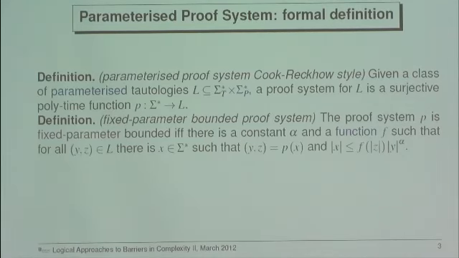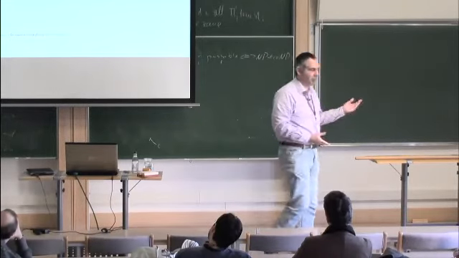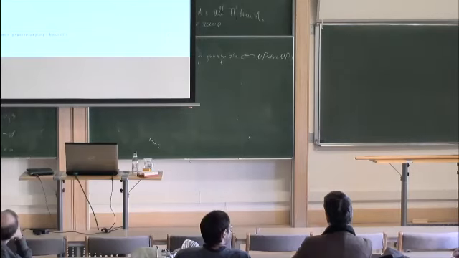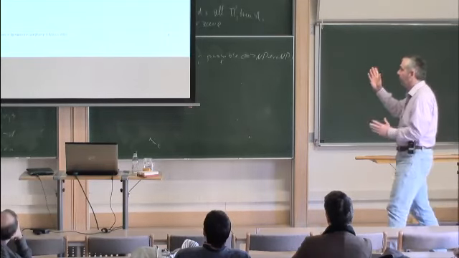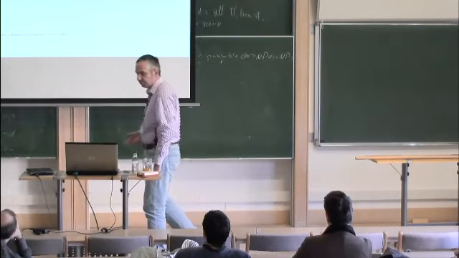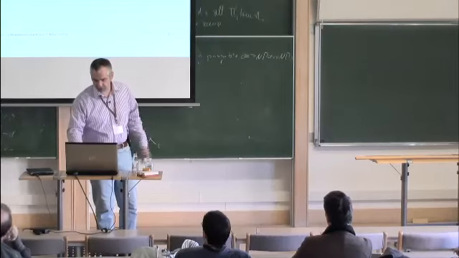We require that every tautology has a proof of size polynomial in the input size times a factor that depends on the parameter only. So again, people who are familiar with parameterized complexity will see nothing strange here. Just minor amendments of well-known definitions in the classical setup.